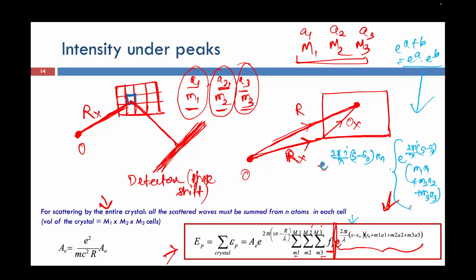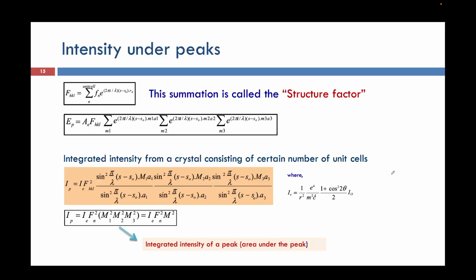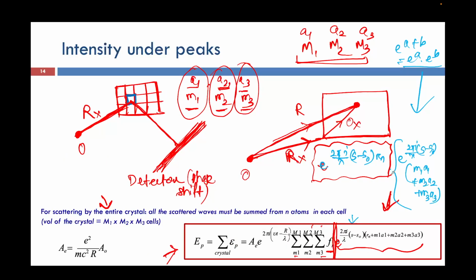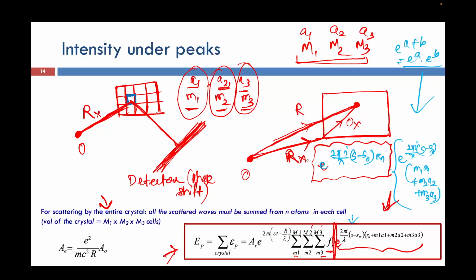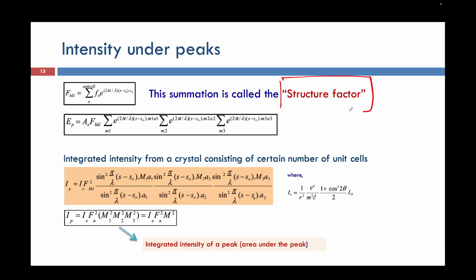I will forget about this expression because it belongs to the unit cell. If I look carefully at this other expression, e to the power 2 pi i (s minus s naught) into Rn, this Rn is the position value, which I have taken here as Rx. The summation has to be done over the crystal, and the summation term is already present here. So if I put this term and sum it up over the entire crystal, I will get a term called the structure factor.